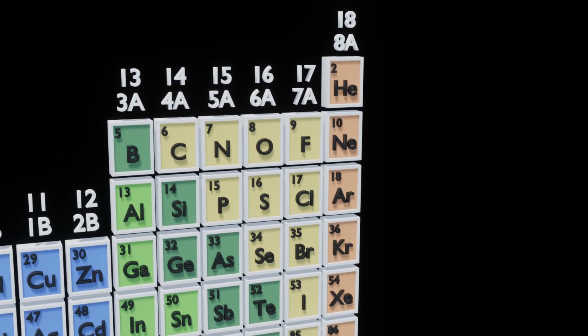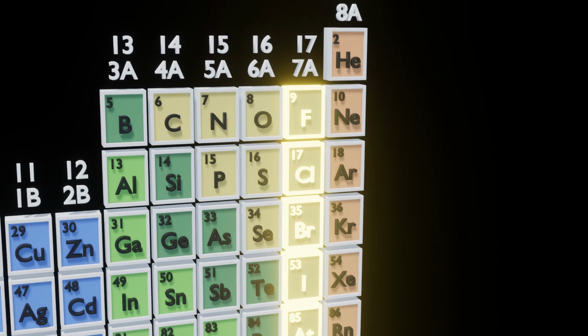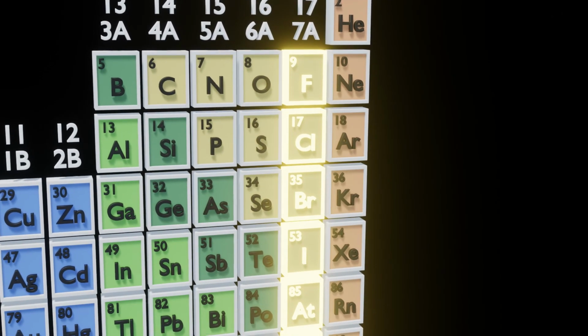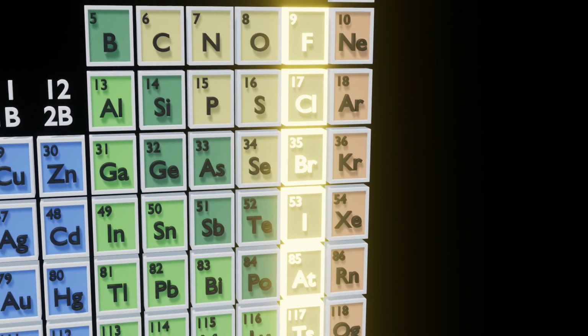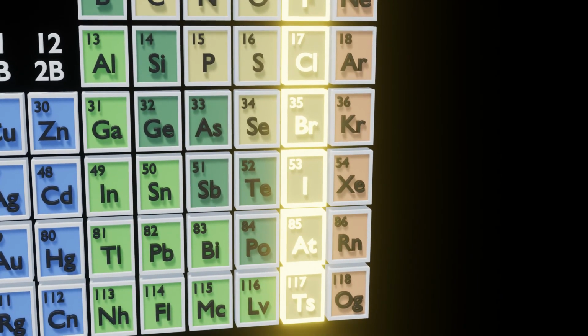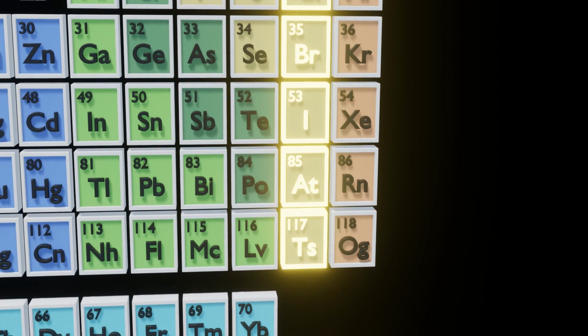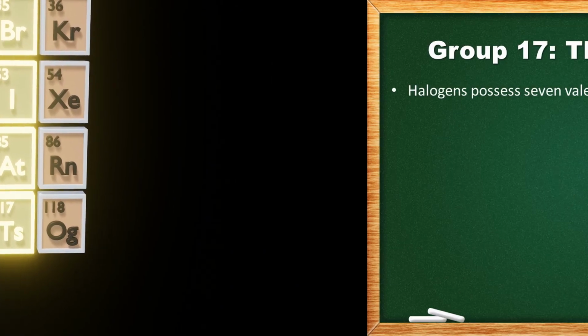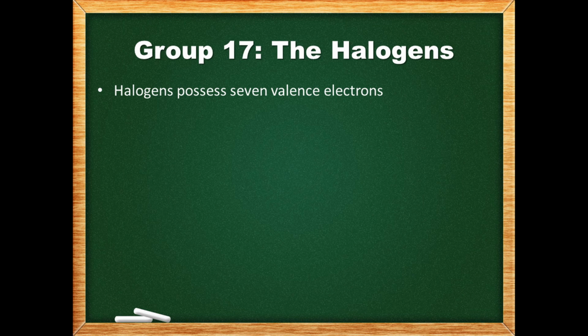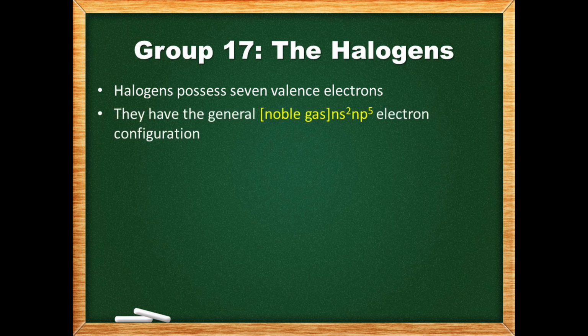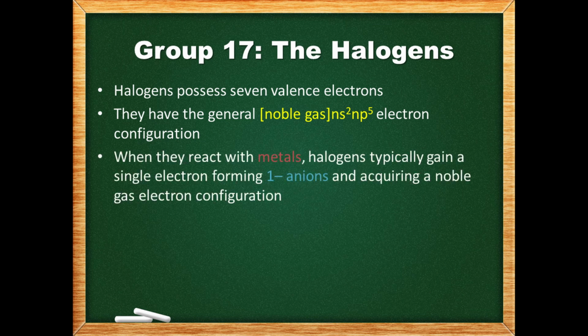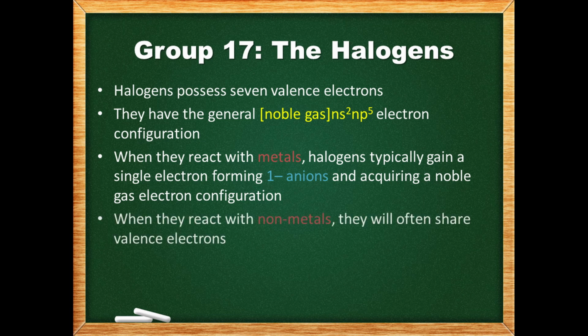Switching to the other side of the periodic table, we have the family of halogens, which contains the most reactive elements and is a family in which all 3 states of matter are represented. The elemental halogens exist as diatomic molecules and readily form compounds with metals, hydrogen, carbon, and other nonmetals. The halogens possess 7 valence electrons with 2 electrons in the outer s sublevel and 5 electrons in the p sublevel. When they react with metals, they typically gain a single electron forming 1- anions. When they react with nonmetals, they'll often share valence electrons.